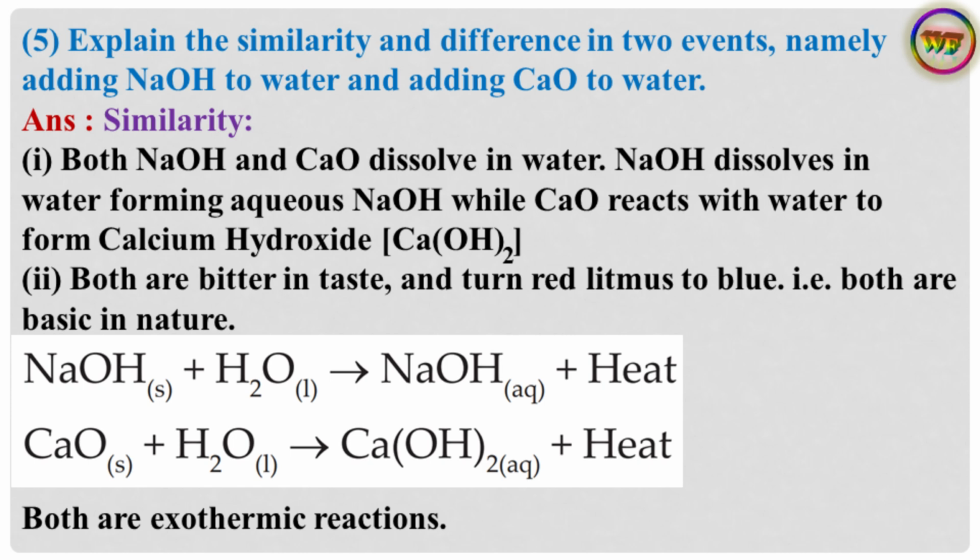Sub-question 5. Explain the similarity and difference in two events, namely adding NaOH to water and adding CaO to water. Answer. Similarity. Point 1. Both NaOH and CaO dissolve in water. NaOH dissolves in water forming aqueous sodium hydroxide, while CaO reacts with water to form calcium hydroxide. Point 2. Both are bitter in taste and turn red litmus paper blue. In other words, both are basic in nature. Both are exothermic reactions.